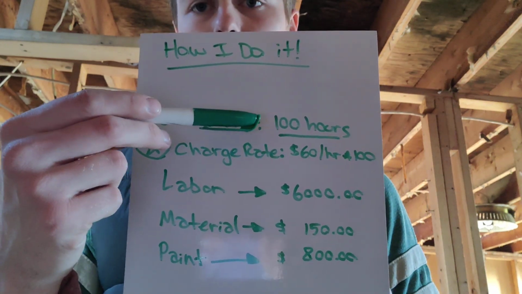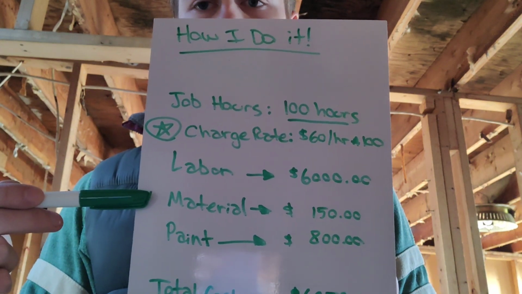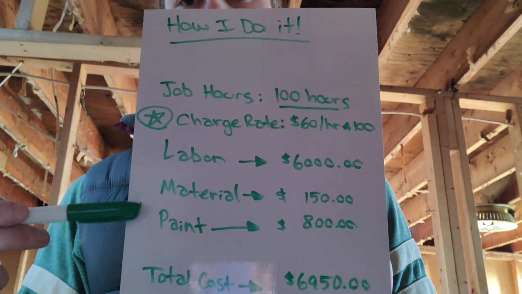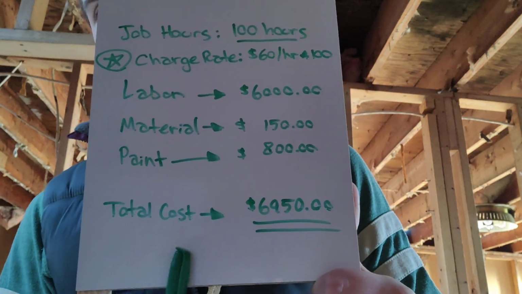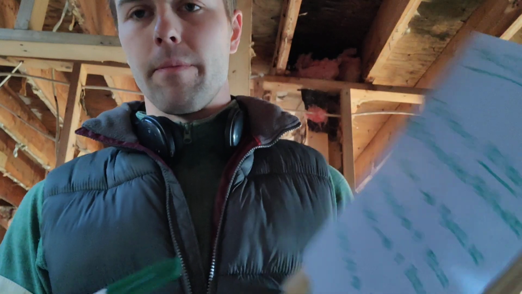So for a 100-hour job that's budgeted, again, there's labor, then material costs, and then paint cost. For a 100-hour job, I would sell that for $69.50. Okay, so that's kind of how I do it and what it looks like. But let's dive into the actual numbers behind it all.